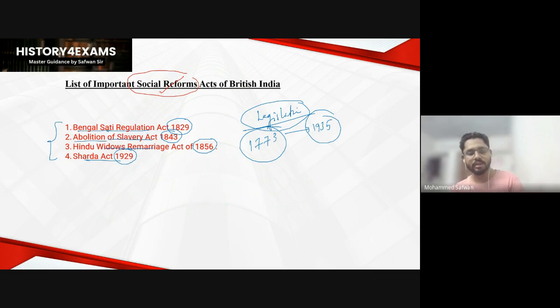So, the Bengal Sati Regulation Act. Basically, you know the basic concept is Sati. It's a Hindu custom or practice of a widow committing suicide by jumping into the fire of the burial of her husband. That practice is called Sati. We can see the Sati practice since ancient times itself. We have one important inscription that we have already discussed in our inscription chapter, and that inscription is none other than the Eran inscription from the time of Bhanu Gupta.